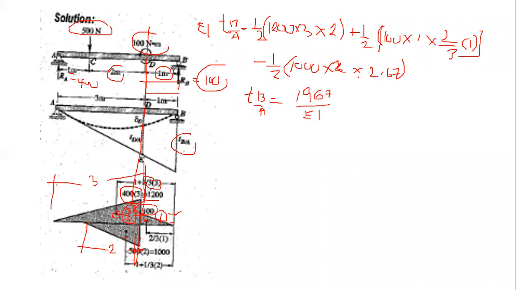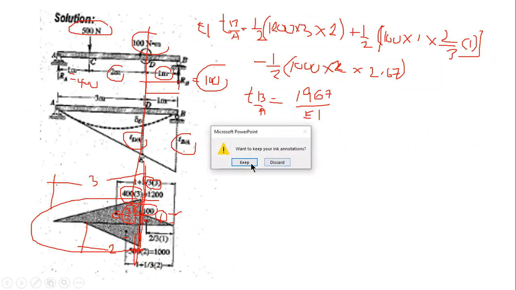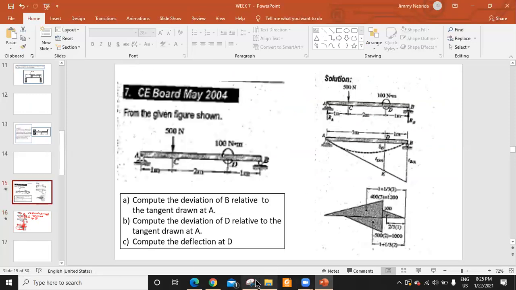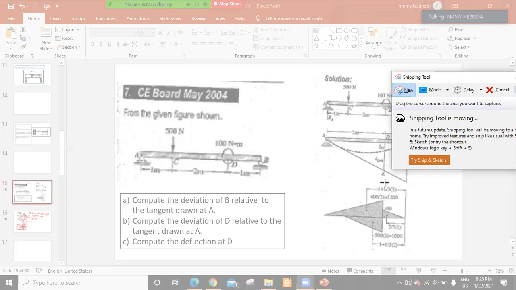So the next question, deviation at D. Okay? Deviation at D from A. Ito na, okay? This is deviation at D from A. So, ang ika-calculate natin ito lang. Okay? Itong part lang na to. Ito lang papunta dito. Okay? Asan yan? Let me copy.